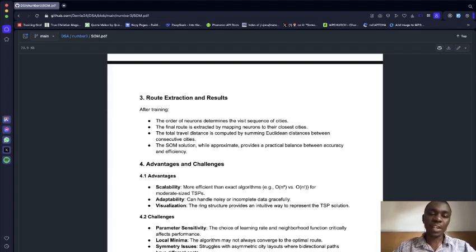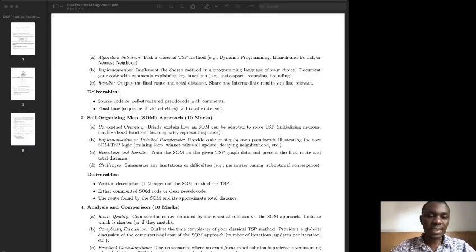And then the SOM solution provides a practical balance between accuracy and efficiency. Now, in our assignment, we are required to also give the challenges. Some of the challenges are limitations or difficulties that we have to face when we are using this SOM approach to solving a traveling salesperson problem. All right.